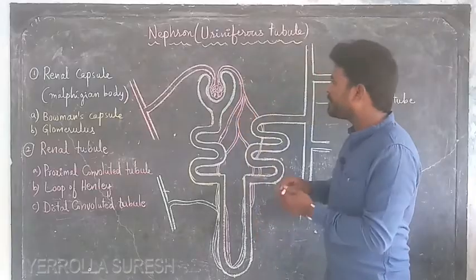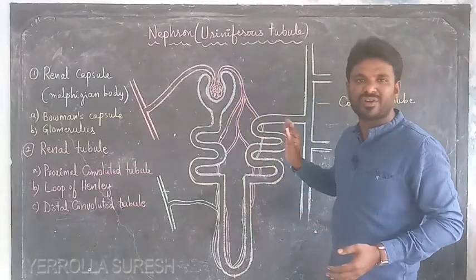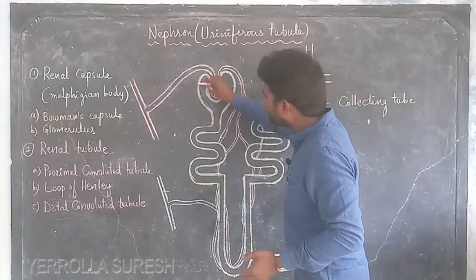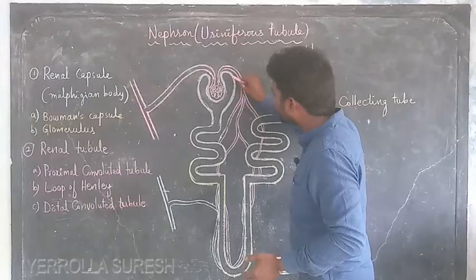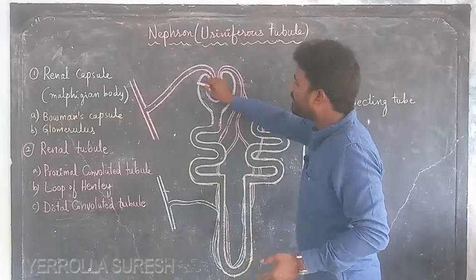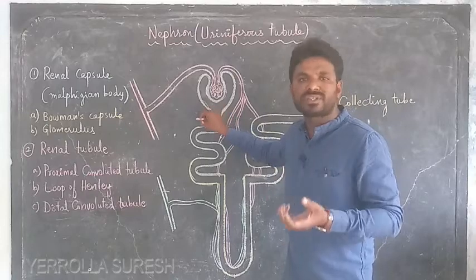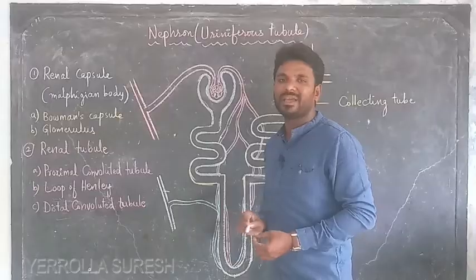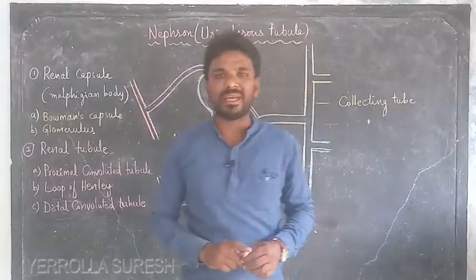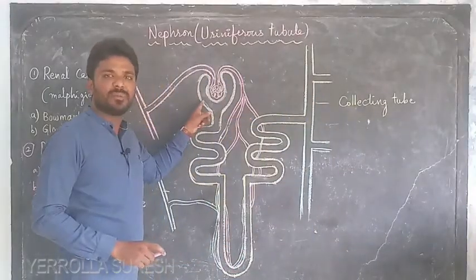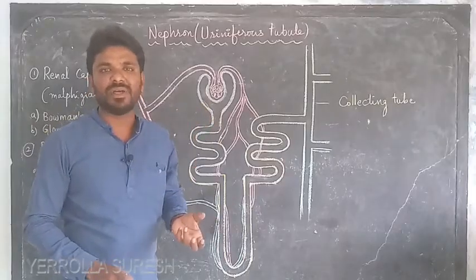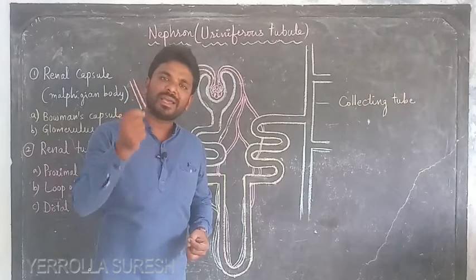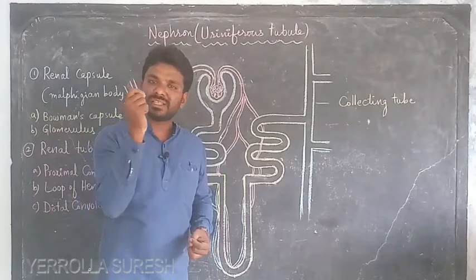Now, let's see in the diagram. This total structure is nephron. In this nephron, the upper part, this part, is a cup-like structure. This is called Bowman's capsule. It is a cup-like structure, and Bowman's capsule is covered by a layer of squamous epithelium. Squamous epithelium is one kind of epithelial tissue which is formed by a single layer of cells. So it is a very thin tissue.